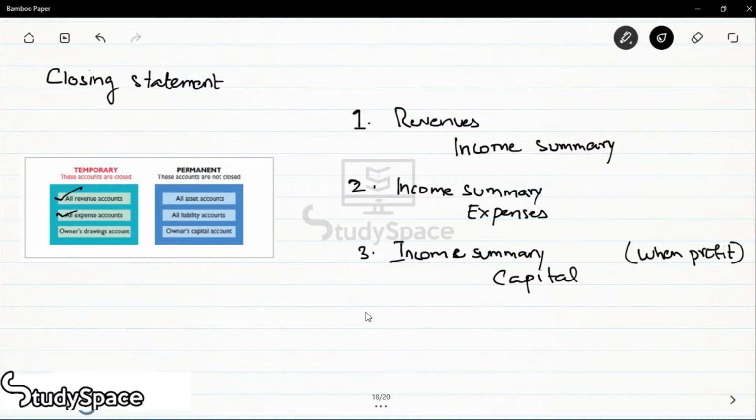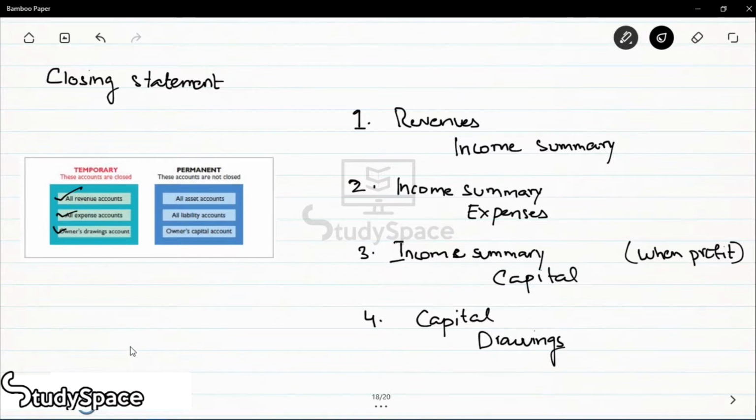reducing the capital account. In the fourth entry, we would debit our capital account and credit our drawings, closing them off so that there are no drawings left, and thus all our temporary accounts are closed and only our permanent accounts are left. This is done so that we can have a fair view of where the company stands in order to show an accurate image of the company.